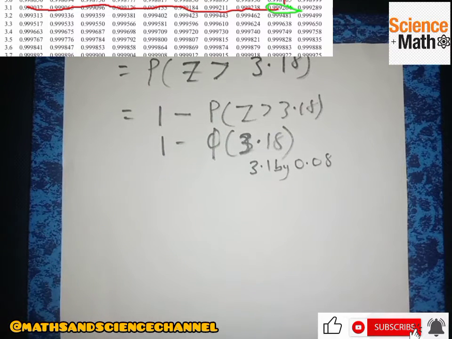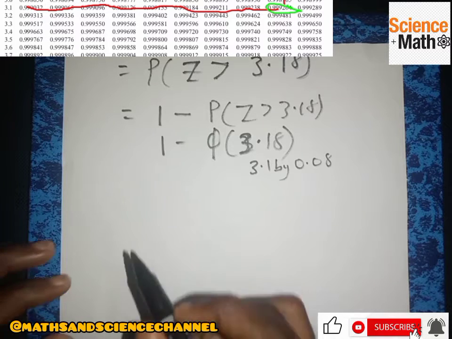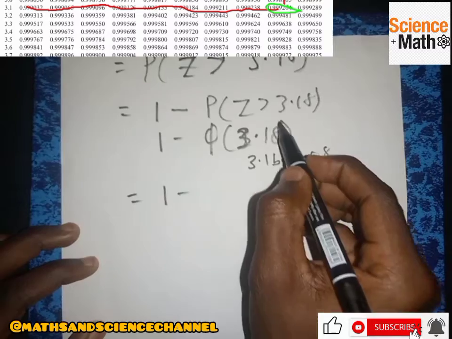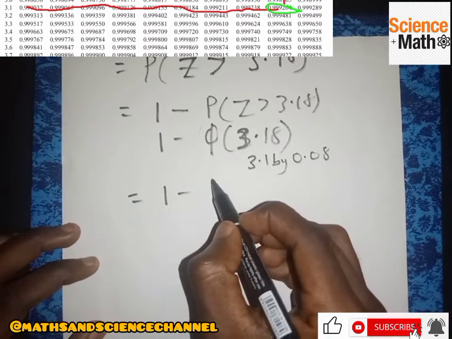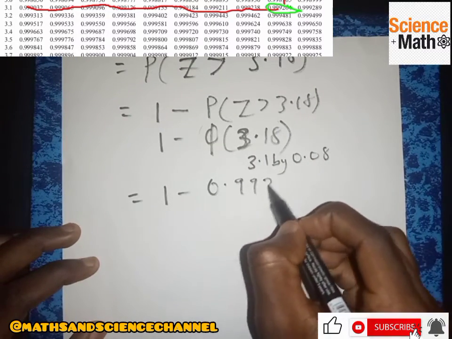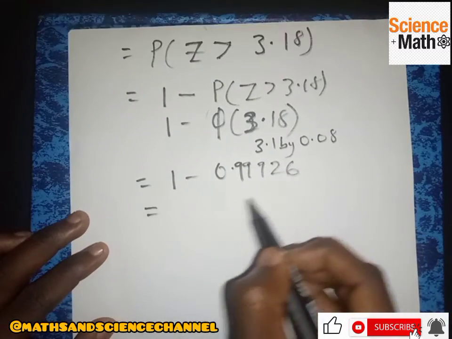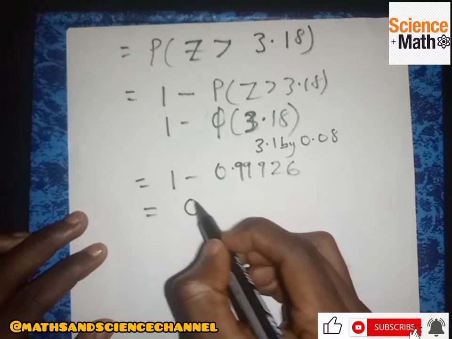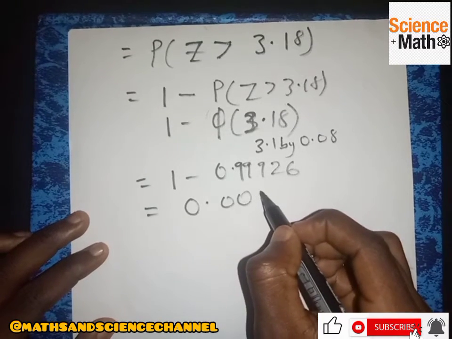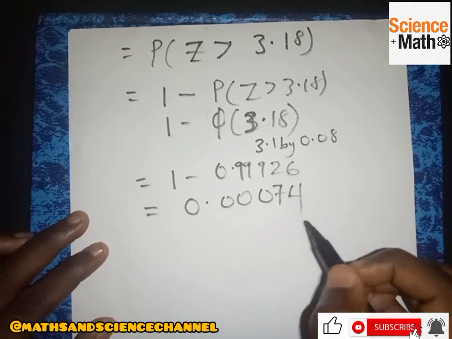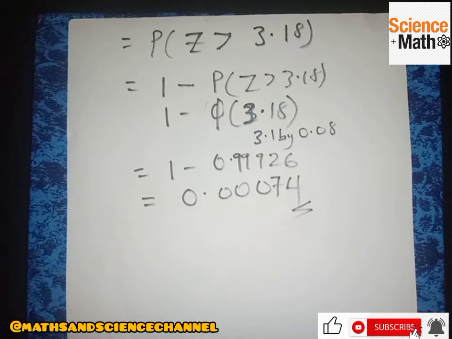So as you can see on the screen, 3.1 by 0.08, if you look at it on the positive z table, the whole of this now becomes 0.99926, and then when we compute this we have 0.00074, and that will be the probability of the sample distribution being greater than 230.